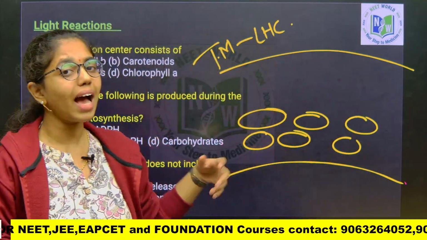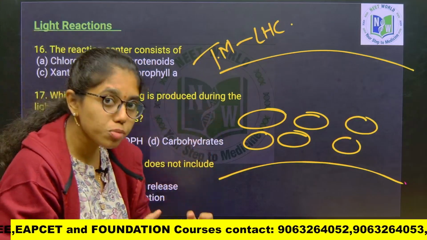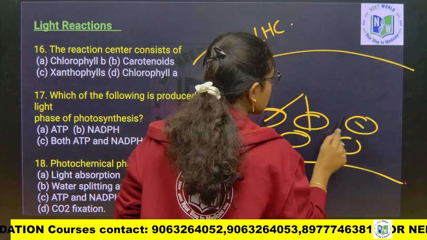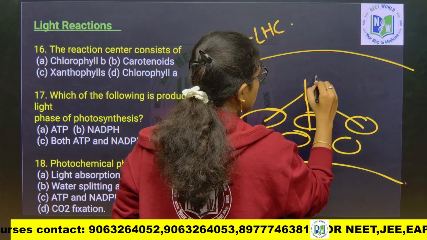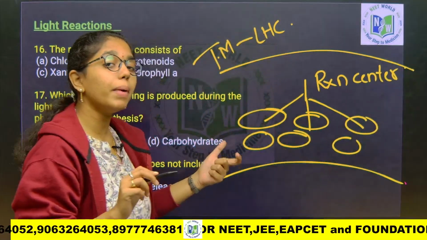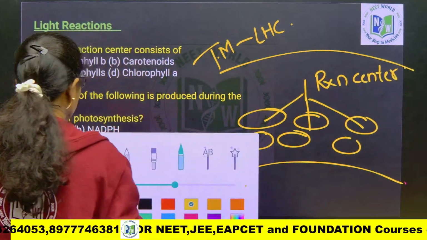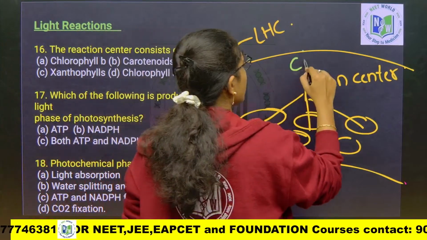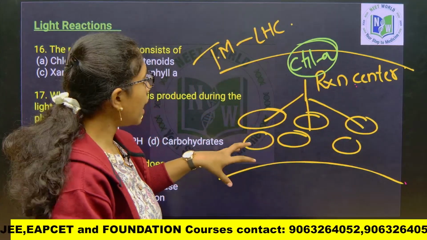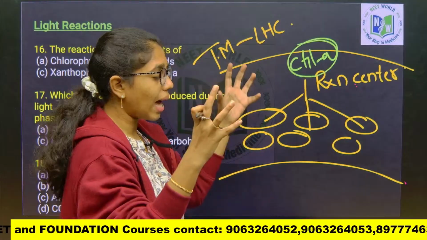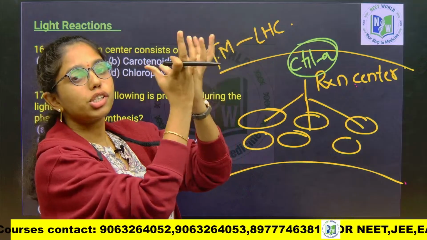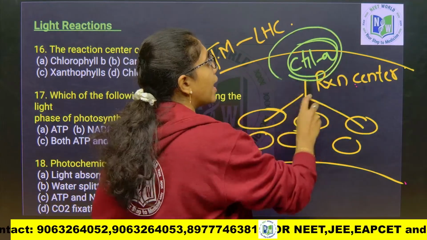These are different accessory or antenna pigments which will absorb light at different wavelengths, and they will submit all the light which is absorbed to the reaction center. At the reaction center, which pigment is present? Chlorophyll A is present, which absorbs maximum wavelength of light. So, chlorophyll A is in the reaction center. Clear, ma? So, first accessory or antenna pigments will absorb different wavelengths of light in the form of photons, and they will be submitting to what? Reaction center. At the reaction center, chlorophyll A will be present.